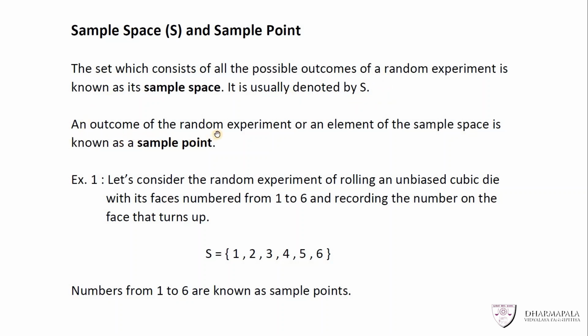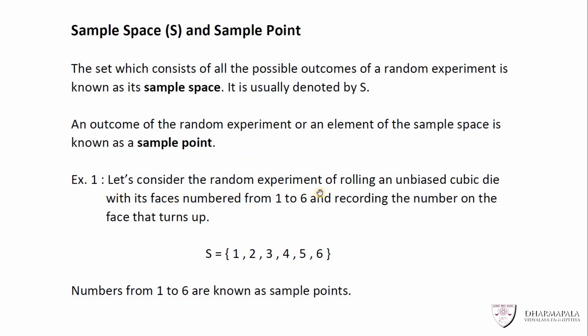An outcome of the experiment or an element of the sample space is known as a sample point. We know there are outcomes in a random experiment. An outcome is known as a sample point, or an element of the sample space. We know sample space is a set. So in a set there are elements. An element of the sample space is also known as a sample point. We will discuss this using an example.